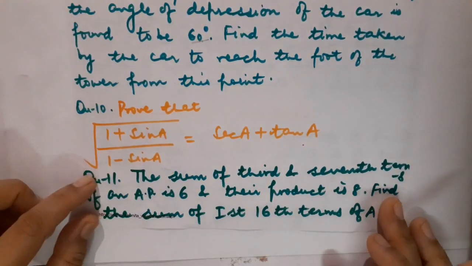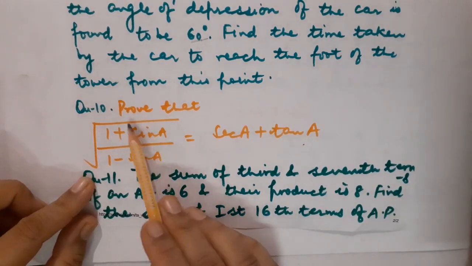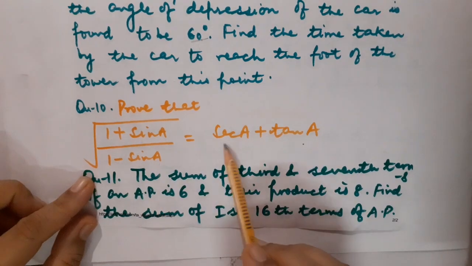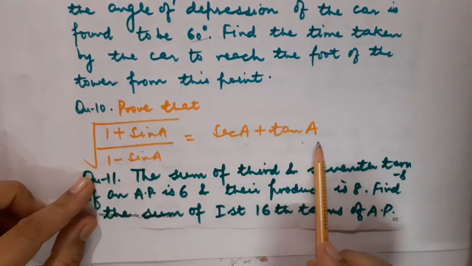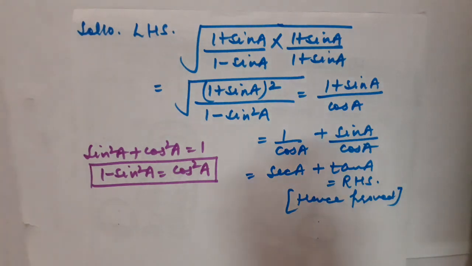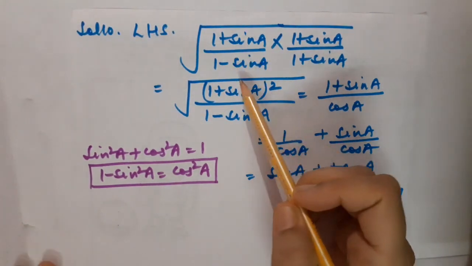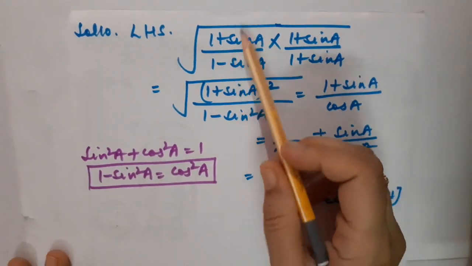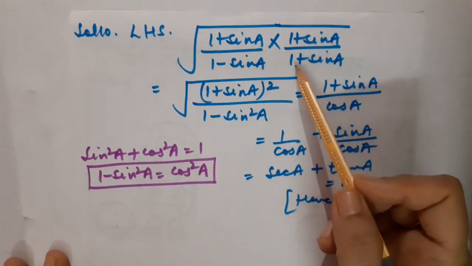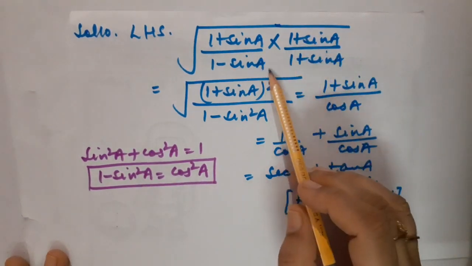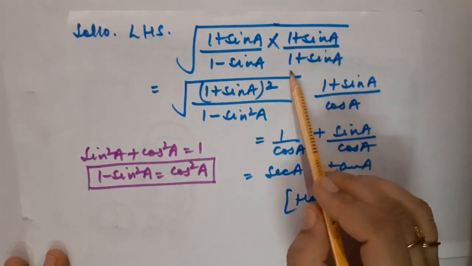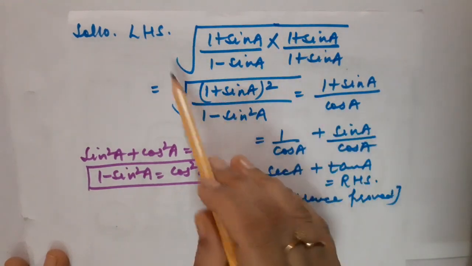Now children, we are on question number 10. Prove that whole under root 1 plus sin A upon 1 minus sin A is equal to secant A plus tangent A. So children, let us take LHS, whole under root 1 plus sin A upon 1 minus sin A. You can segregate the under root also. So definitely, what else can be done other than rationalization? So I am going to rationalize this expression. Here the sign will be changed. It will become 1 plus sin A upon 1 plus sin A, whole under root.